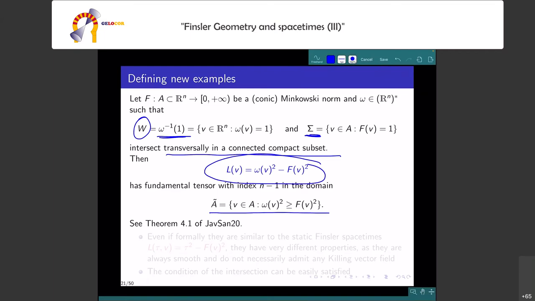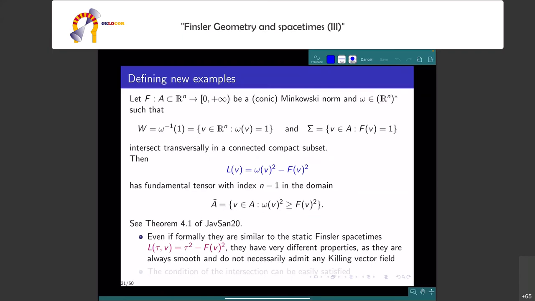I think this is very similar to, it reminds one of, the static Finsler spacetime, but it is quite different, because in static Finsler spacetimes this F is defined in a slice. It's a Finsler metric in a slice, but here this F is defined in the whole product. So these two definitions are very different.